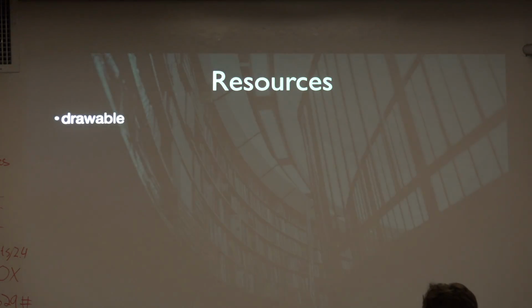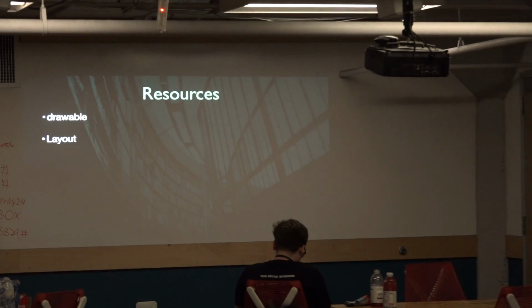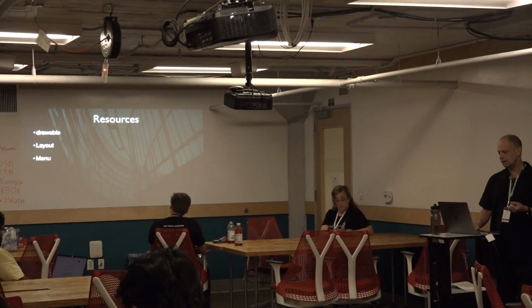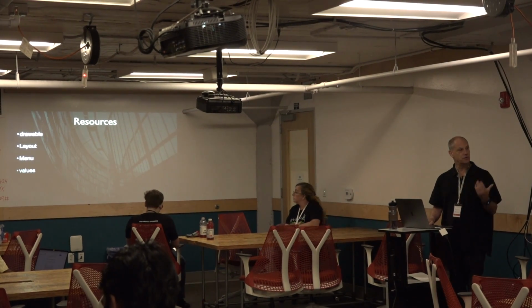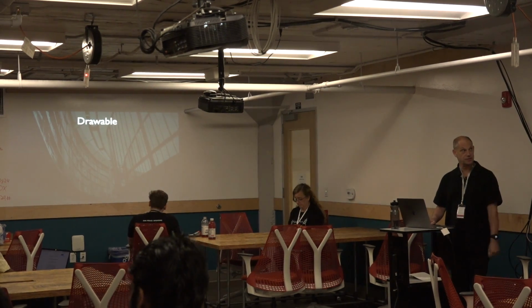So for resources, we have a bunch of different types. We have drawable, which is kind of all your images. You have layouts, which are your screens. We have menus, if you have menus in different parts of your app. We have values, which are all your strings and different things like that. And we'll go into those in more detail.